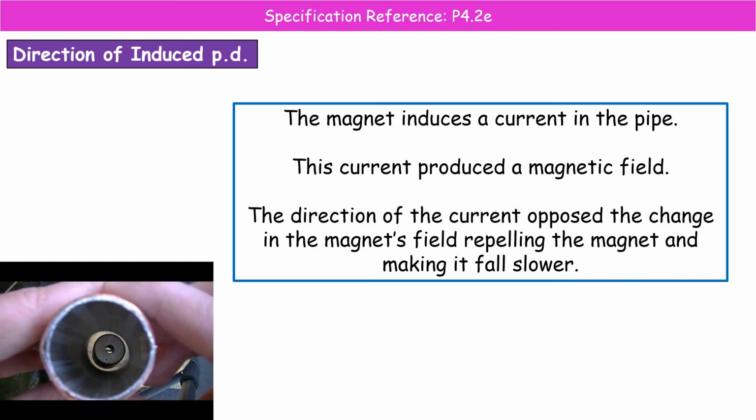Because we've now got a current flowing in our little pipe, we're going to produce a magnetic field from it. The direction of that magnetic field is going to end up repelling the magnet, because it's in the opposite direction to the one of the magnet. So what we end up with is basically a magnetic field that repels the magnet, and therefore it falls slower through that metal tube. All going back to our idea of this induced potential difference. So the magnet induces a potential difference in the pipe. That allows the current to flow. Because we've got a current, that produces a magnetic field of its own. The magnetic field produced by our pipe is going to be in the opposite direction to that produced by the magnet. They repel each other and therefore it falls more slowly.